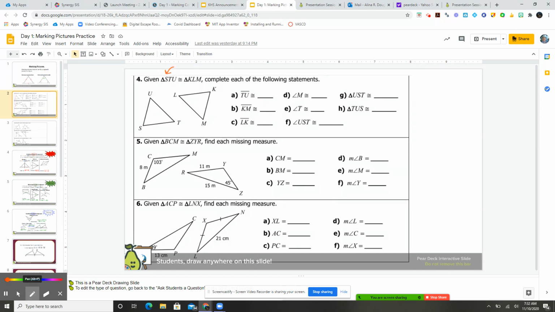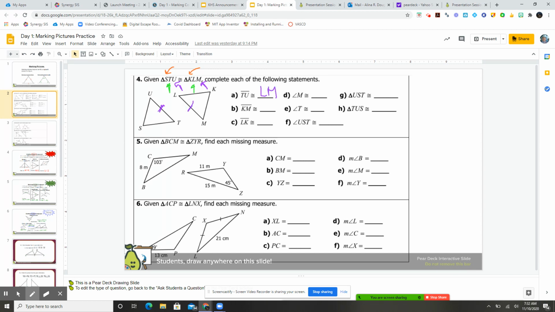So angle S goes with angle K. They're the first 2 letters. And angle T goes with angle L. They're the second 2 letters. And then angle U and angle M go together. So if I tell you TU, what is TU congruent to? TU is the second and the third letter, so it's congruent to what 2 letters, ladies and gentlemen? LM, for sure. LM. So I can put tick marks there.